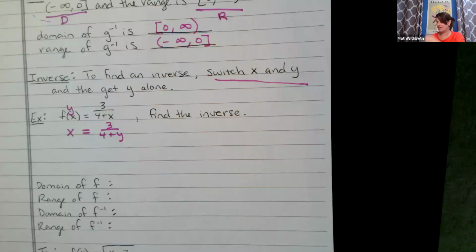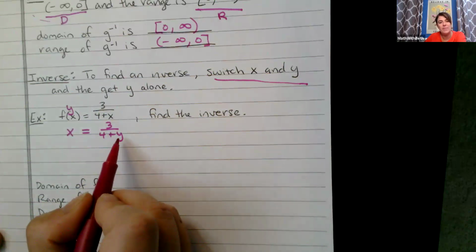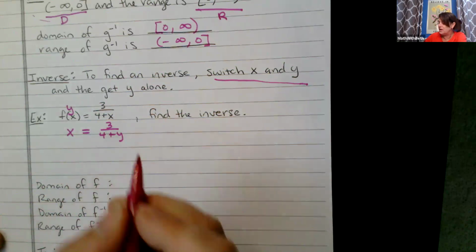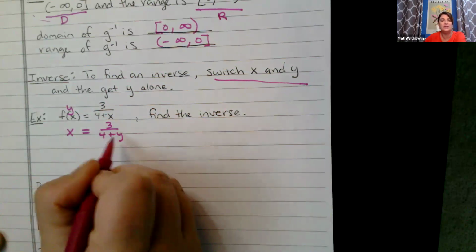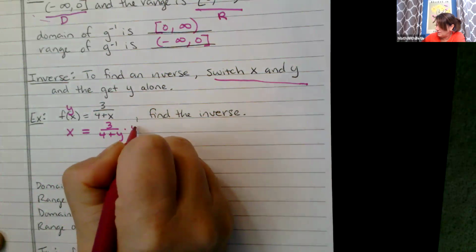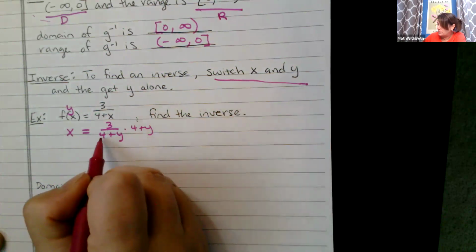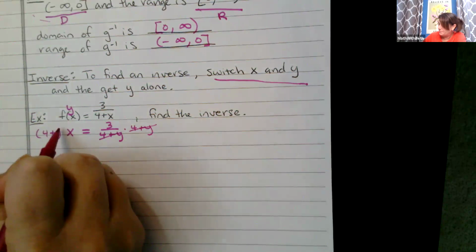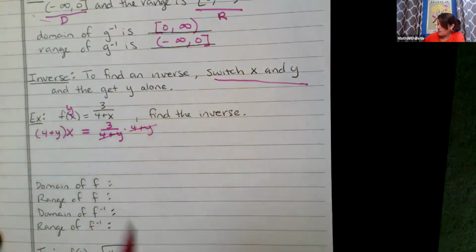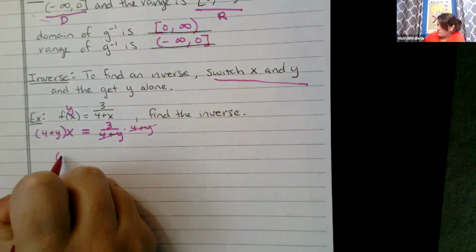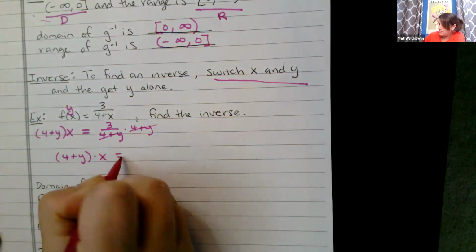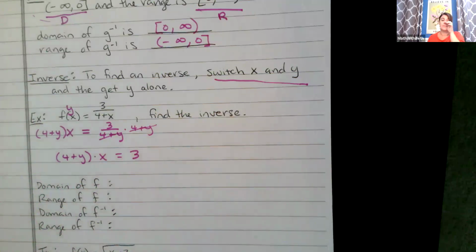So here's where some algebra is going to come in. If I'm trying to get this y by itself and it's in the denominator, that's difficult. So the first thing I'm going to do is move that to the other side. Basically, I'm going to multiply by the whole denominator. So now I have 4 plus y times x equals 3.